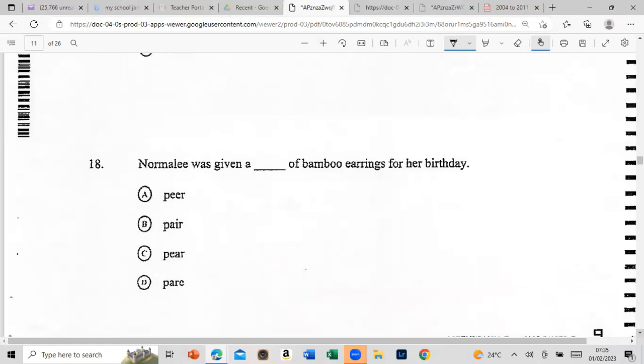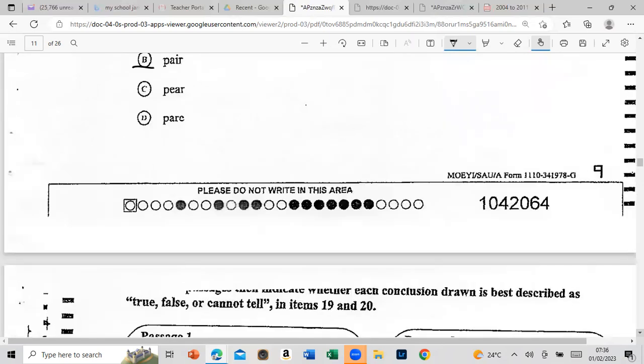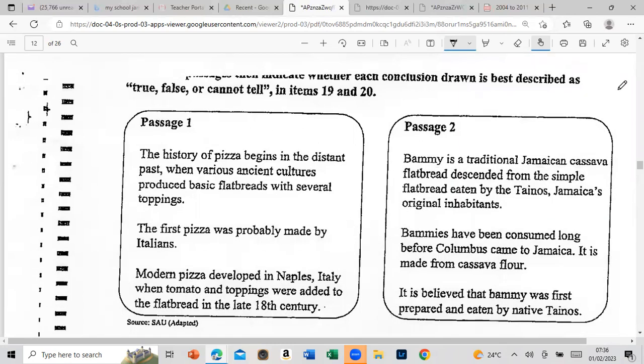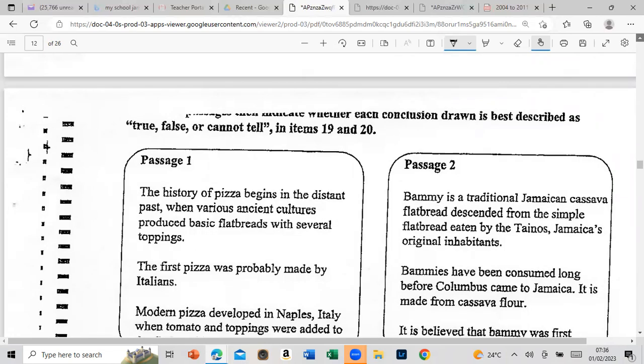Normally, was given a blank of bamboo earrings for her birthday. Okay, so it's a pear. This is pear like a classmate, but this now would be pair, like two. So it's pair. All right, let's move on to 19. True or false? Or cannot tell. Okay, so it's either true or false or cannot tell.